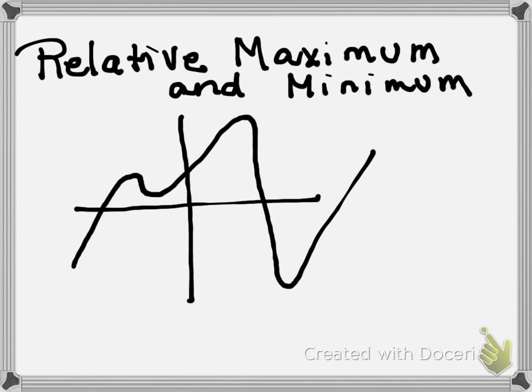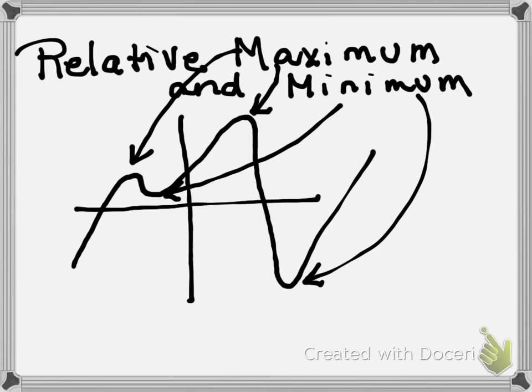So let's take a look at this function. It is a function. It passes the vertical line test. And I want to look at where there's a relative maximum and a relative minimum. So there's a relative maximum at this point. It's relative to that portion of the graph. And there's a relative maximum here. There's a relative minimum at this point and at this point down here. So it is not strictly where is the maximum point. It's relative to that particular portion. So in this problem, there are 2 relative maximums and 2 relative minimums.